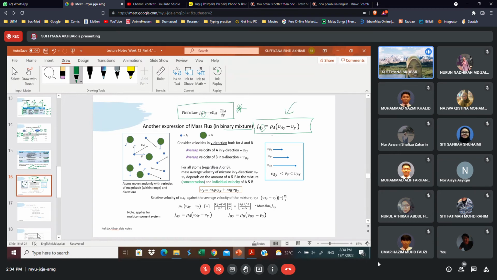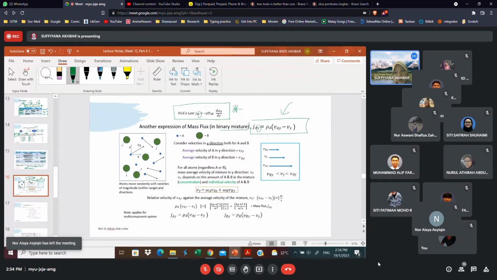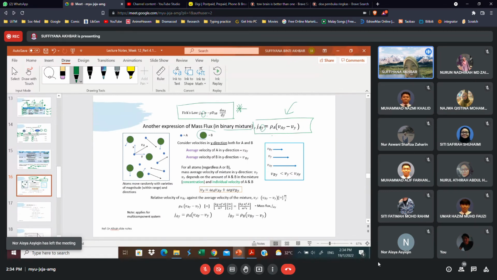Basically here we consider a system which consists of atom A. Atom A is the small circle with the blue color. Meanwhile, atom B is a bigger circle with the green color. The atoms move randomly with a variety of magnitudes and directions. There is v_A here, which refers to atom A. Here v_A means the average, so there are velocities in the x, y, and z directions.